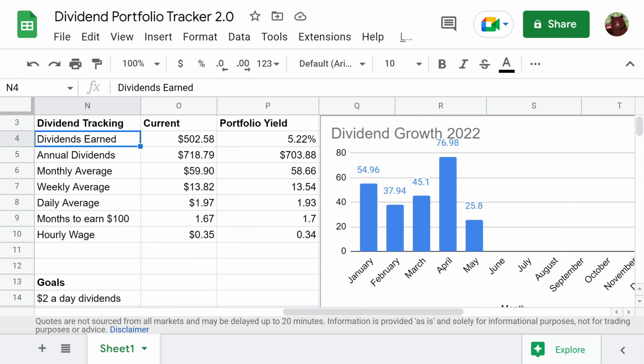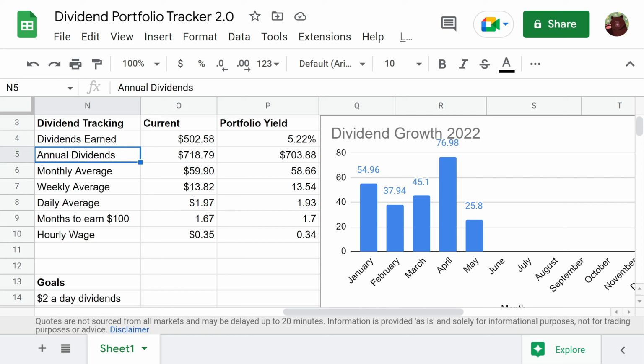And speaking of which, I've hit a major milestone in my portfolio. I've received over $500 in dividends since starting the portfolio. Money for doing absolutely nothing. Money while we sleep. Money while we live our lives, do other things.